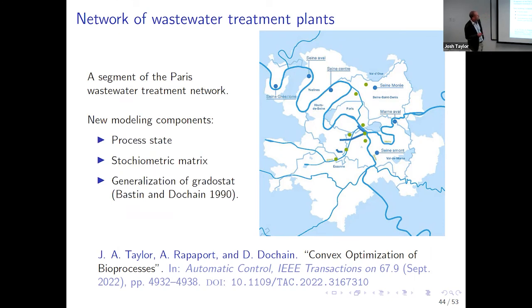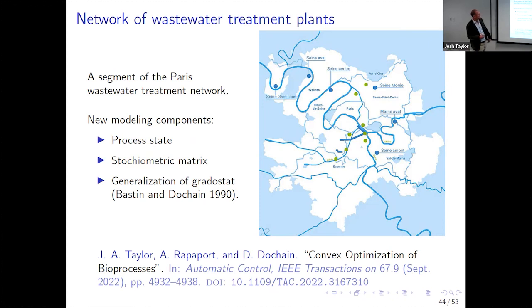So we have a few new modeling components beyond what you saw. Instead of having just a biomass and substrate, we just have a generic process state. And we relate the different reactions to the growth of each of these concentrations via something called a stoichiometric matrix. So this is a generalization of the gradostat. However, all the hard parts, the network structure and the nonlinearities, we took care of those just in the gradostat. All this other stuff is just sort of repetitions of the same modeling elements.